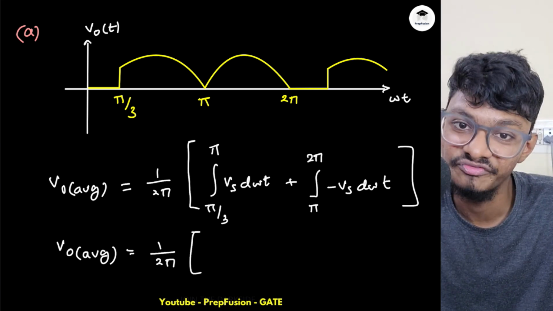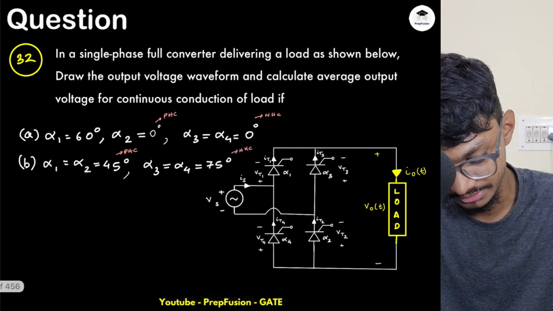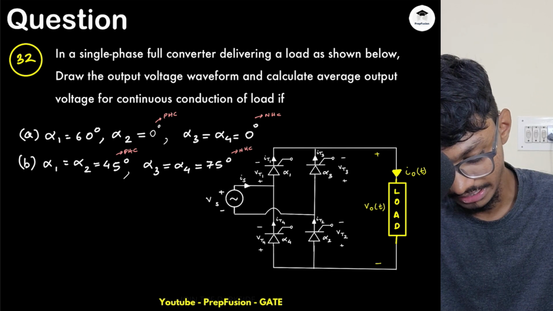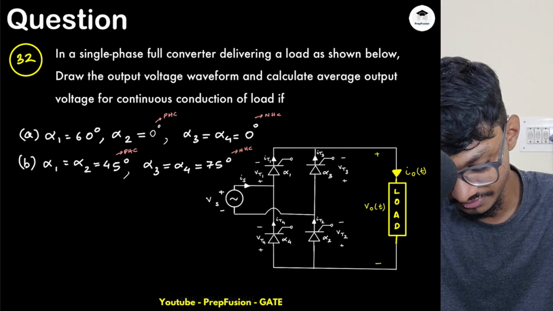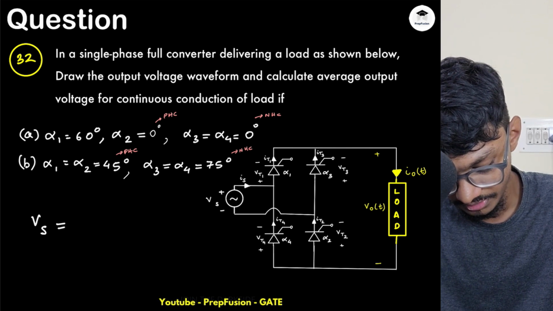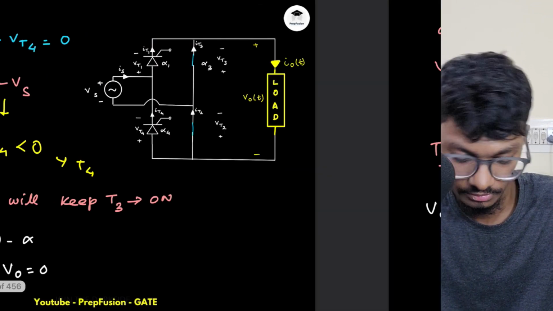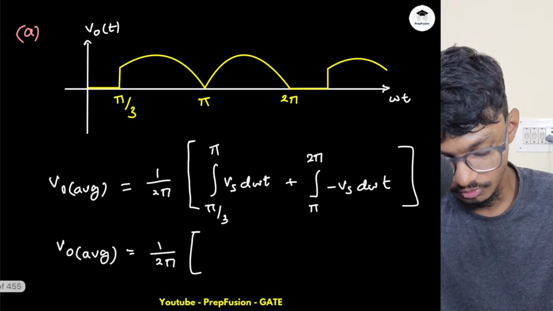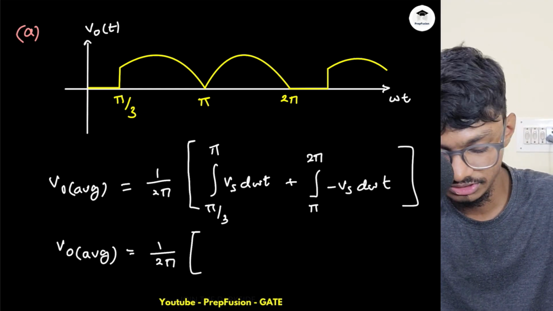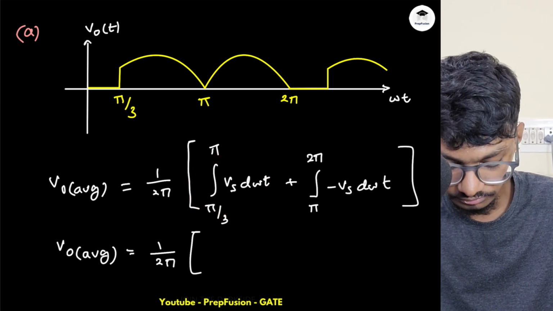What is Vs? Vs is Vm sine omega t, that I think I explained here itself. If I haven't, then I should have written what is Vs. Vs is Vm sine omega t. Sorry for that. If nothing is mentioned, you just assume it as sinusoidal. So this is Vm sin omega t. So this integration will be minus of cos omega t.